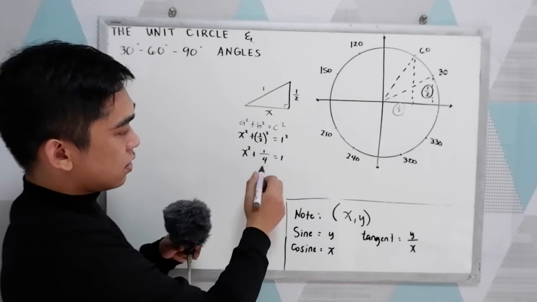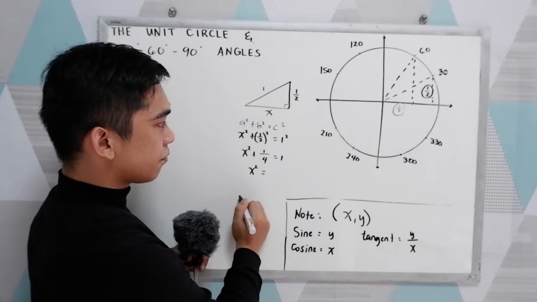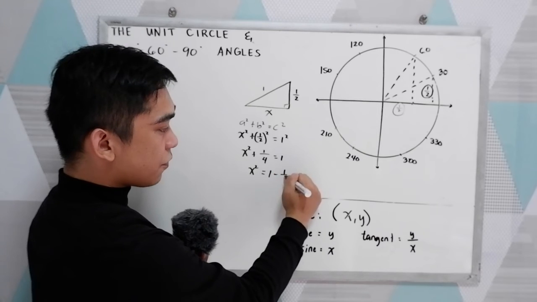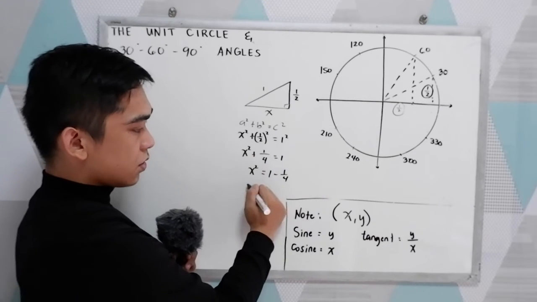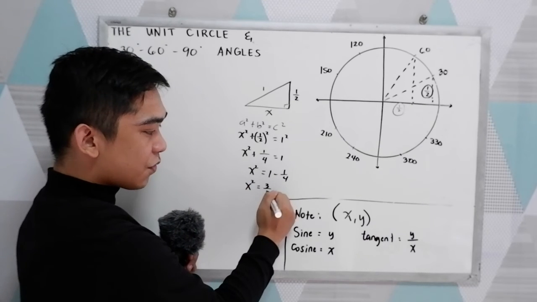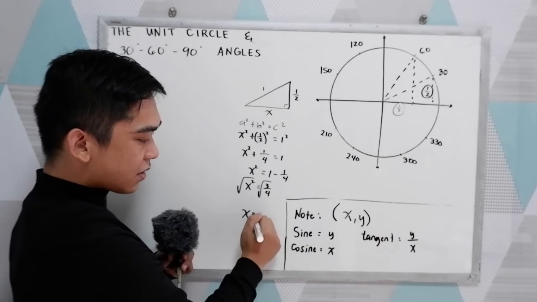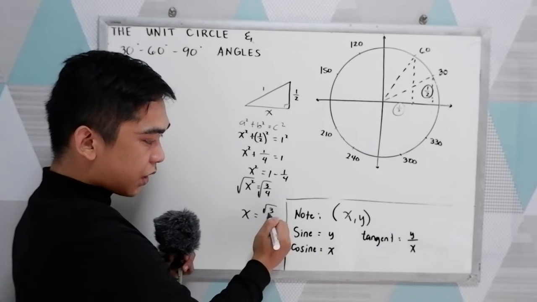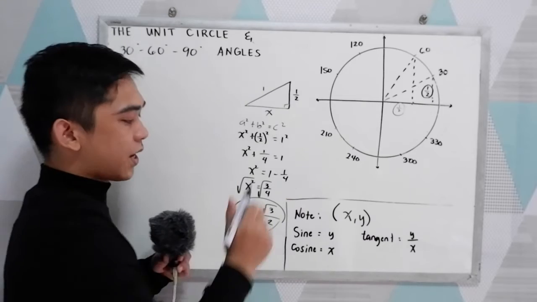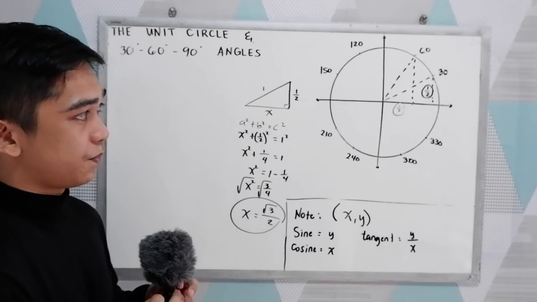Next, we have x squared is equal to 1 minus 1/4. So x squared is equal to 1 minus 1/4, that is 3 over 4. Now get the square root. So we have x is equal to square root of 3 over square root of 4, that is 2. Okay, so we now have the value of x, square root of 3 over 2.